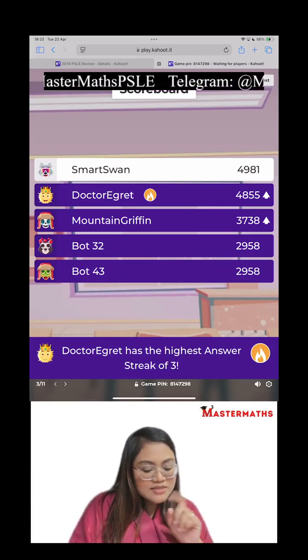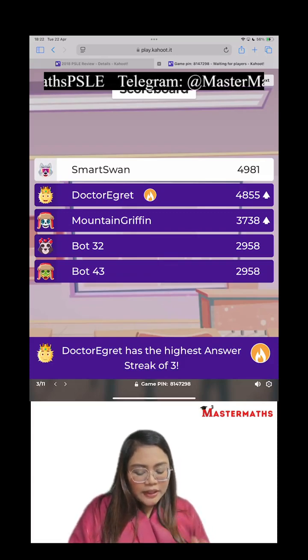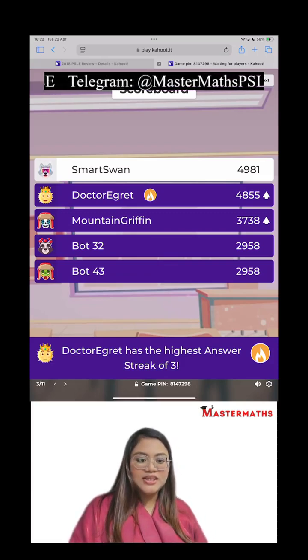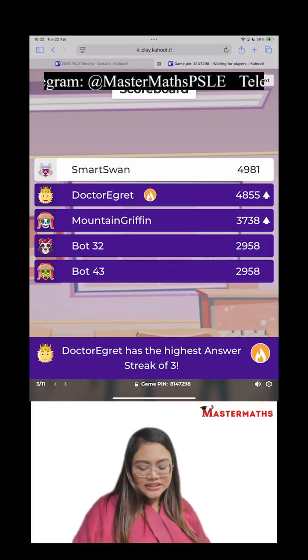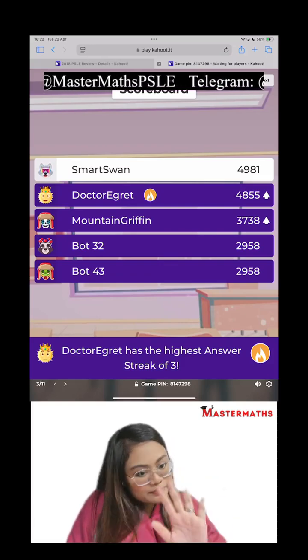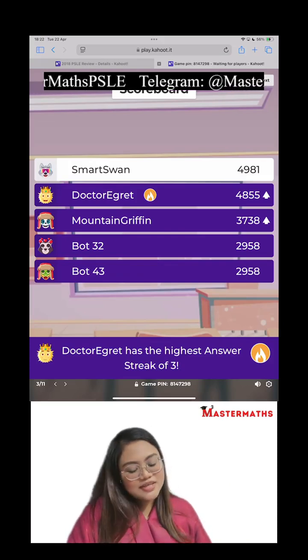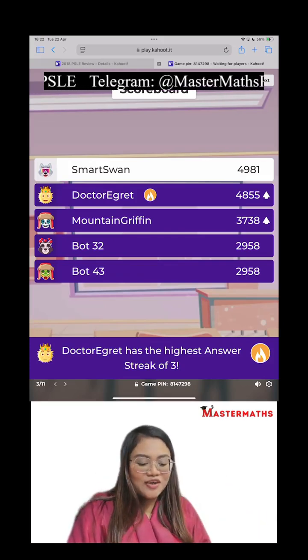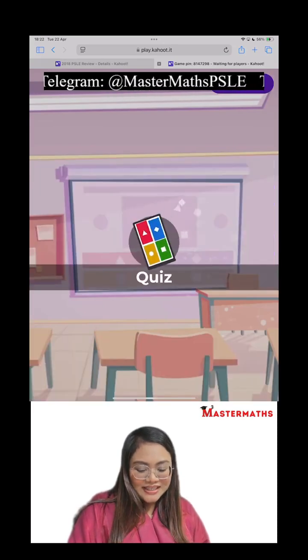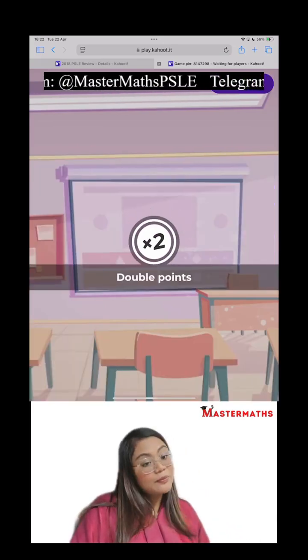But it seems like Smart Swan is still up top. And we have quite a change in the leaderboard. Let's see if this doctor can overtake Smart Swan, okay? Let's take a look at the next one. Double points again.